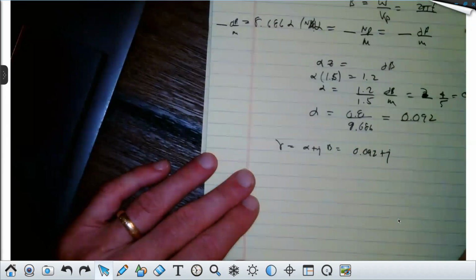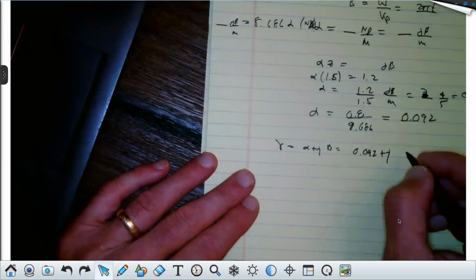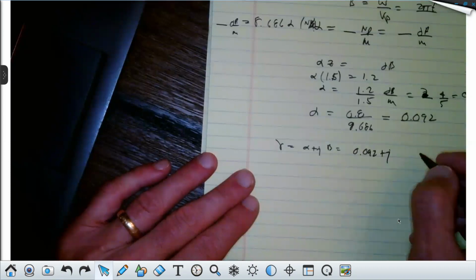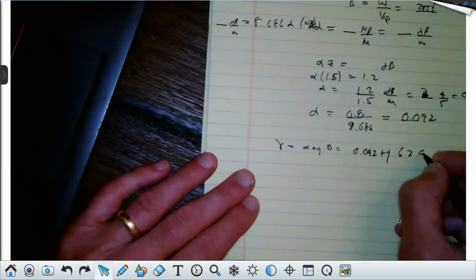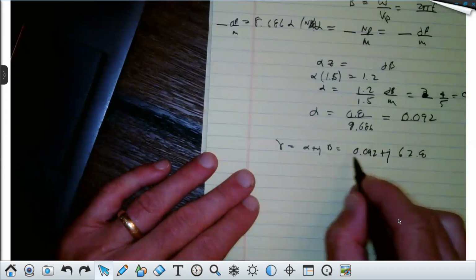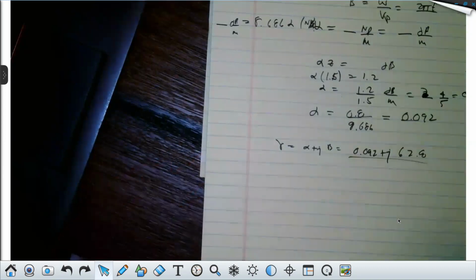I didn't write it down here. Can somebody tell me what beta was? Anyone? We calculated it, right? 62.8. All right. And that should be the propagation constant if you use the correct value for the time of 6.25 nanoseconds.